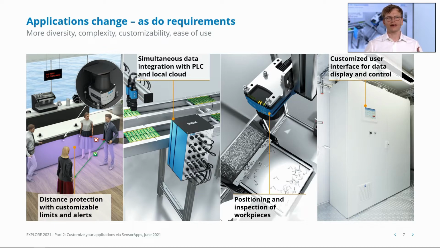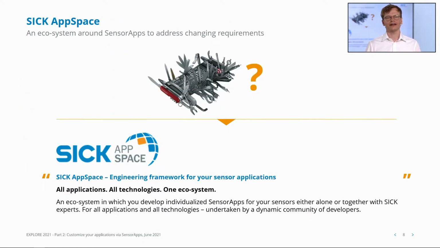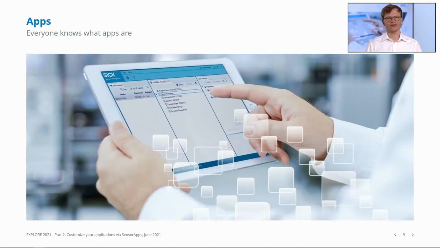So how do we tackle this? How do we get this super big Swiss Army knife that we would need to solve all these problems in a good way? And our answer at SICK is not really to provide the big army knife, which has all the functions but doesn't fit in your pocket, but to provide you the SICK AppSpace ecosystem, an engineering framework for your sensor applications. And it stretches across all types of applications, all technologies supported within one ecosystem.